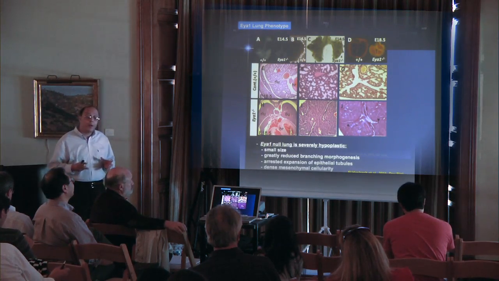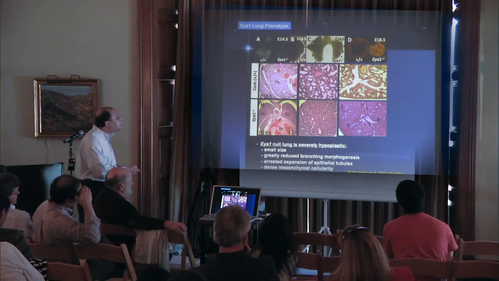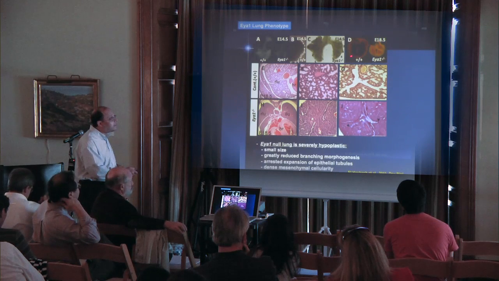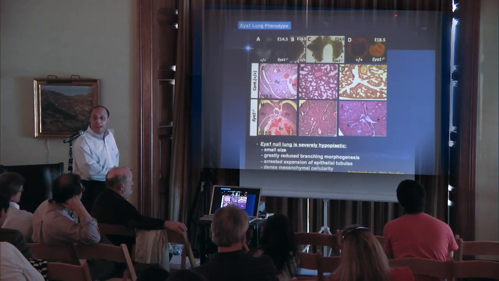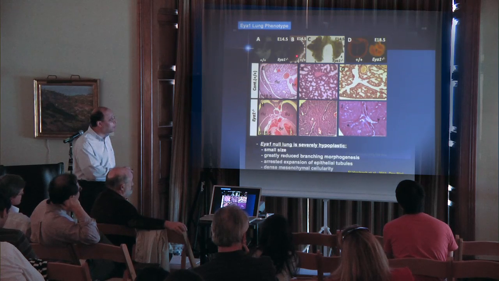In the absence of EY1, there is severe lung hypoplasia, which is characterized by small-sized lungs. You can see at 14.5 and 18.5 there is a reduction in the number of branching. There are only 5 branches in the mutant at 14.5, compared to 17 branches at the same stage in the control.